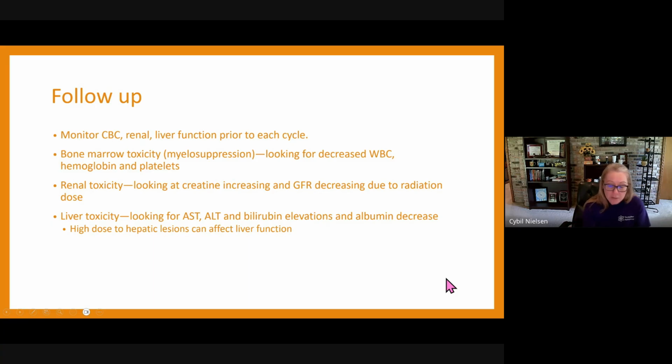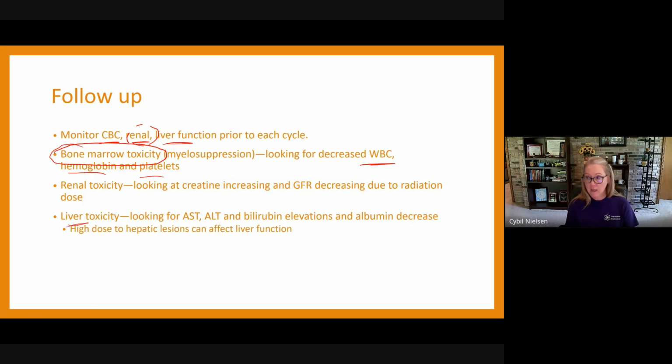Now we're going to follow these patients with 3 things: the CBC, renal function, and liver function. We're always going to follow the CBC because the blood-making system is very sensitive to radiation. So we're looking for a decrease in white blood cells, hemoglobin, and platelets. If that happens, then we have to do something before we can give them another round of treatment. We're going to look for renal toxicity as well, because this can do damage to the kidneys. And we're going to look at liver toxicity because this is a medication and medications can harm the liver. So AST, ALT, and bilirubin.